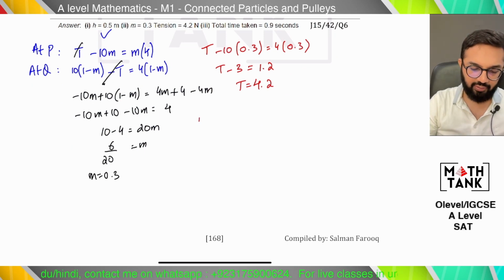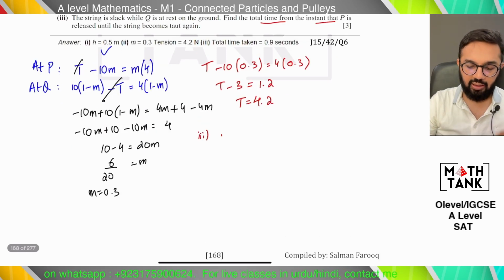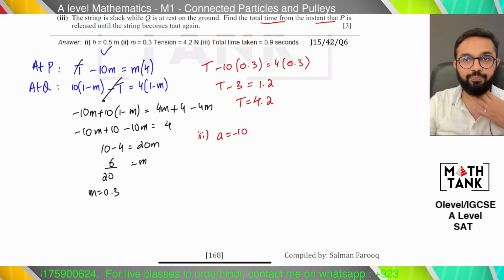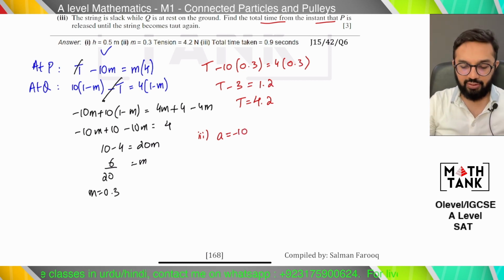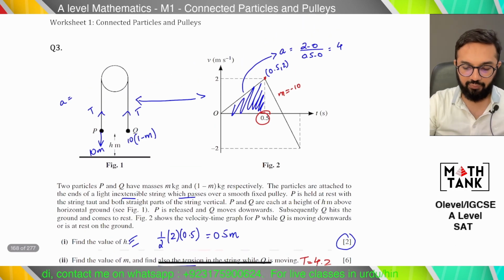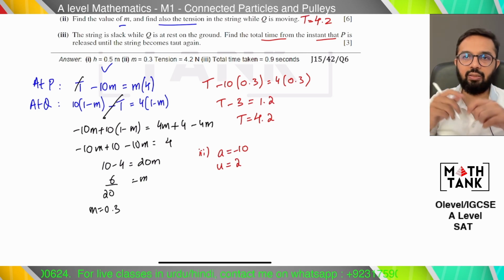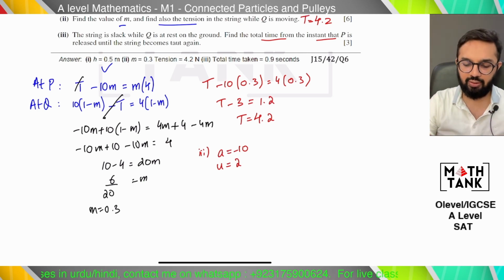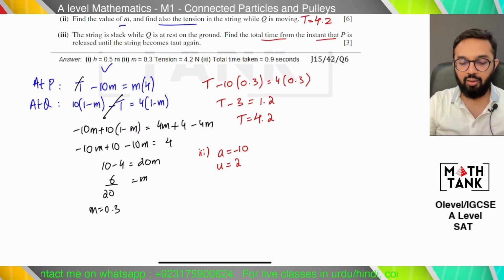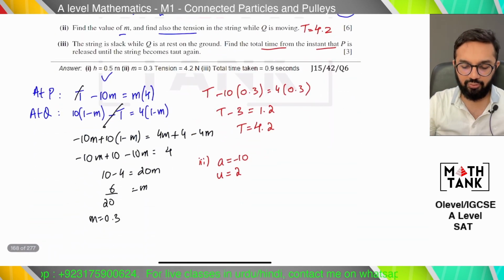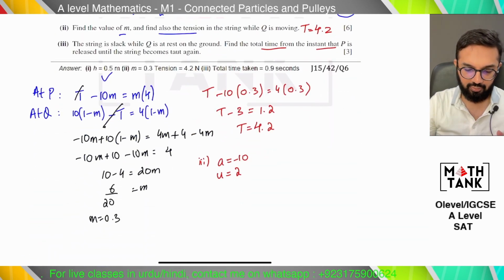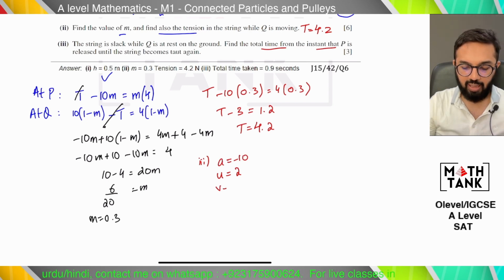So what is happening after the system breaks in part 3 is that the acceleration is minus 10. P had a starting speed of 2. When the system has changed, the acceleration has changed, and it has a starting speed of 2. It's going to reach a maximum point where it reaches a velocity of 0. I want to find out how much time has passed, so I'm going to find the time.